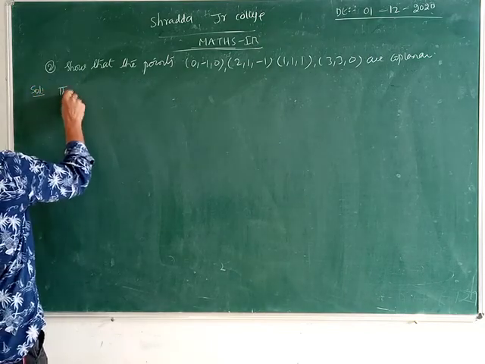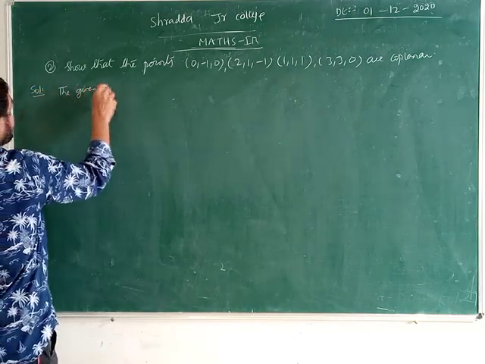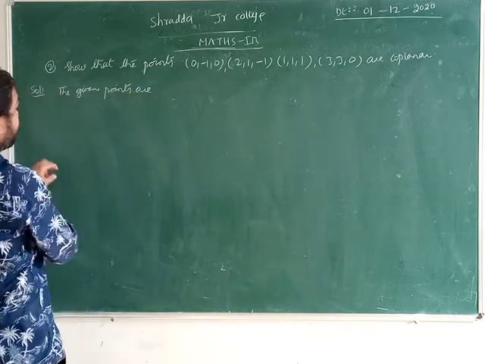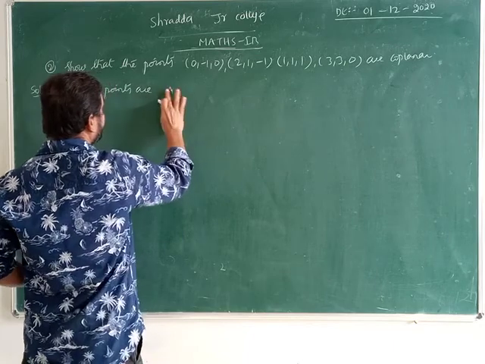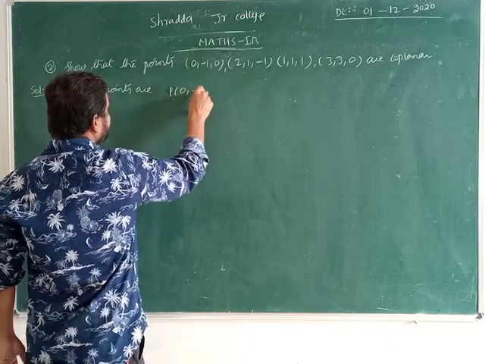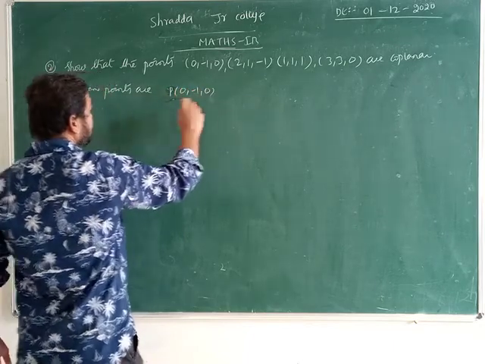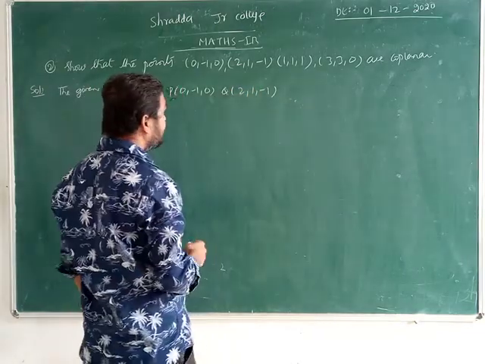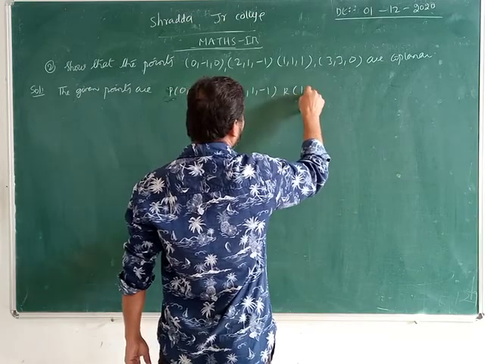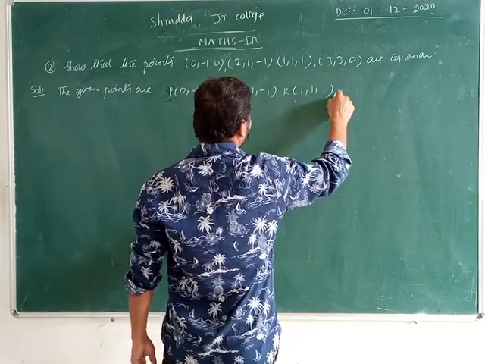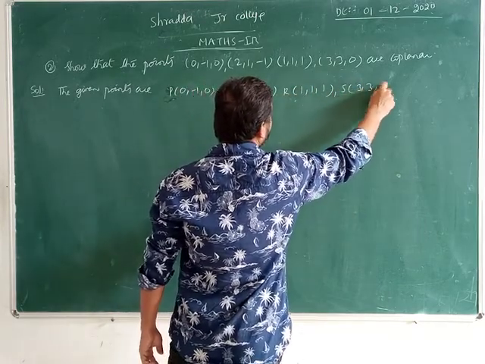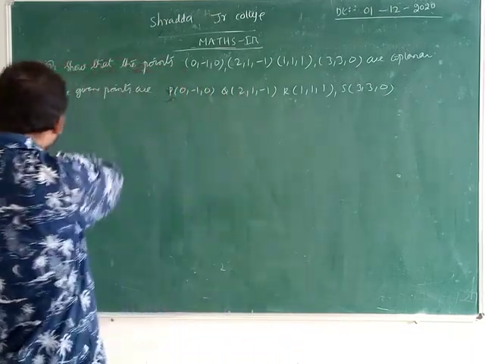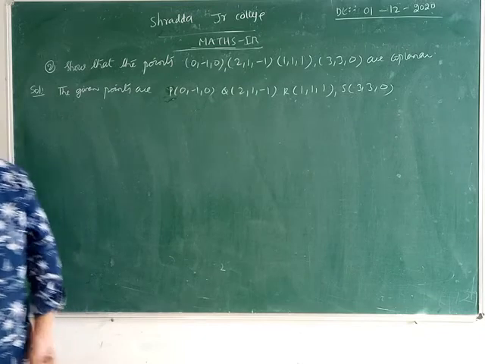Now, the given points are P (0, -1, 0), Q (2, 1, -1), R (1, 1, 1), S (3, 3, 0). So these are the given points.